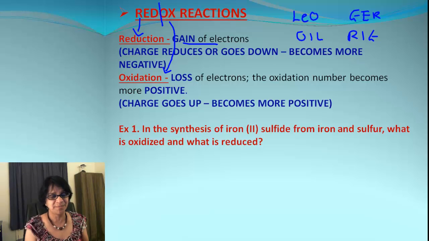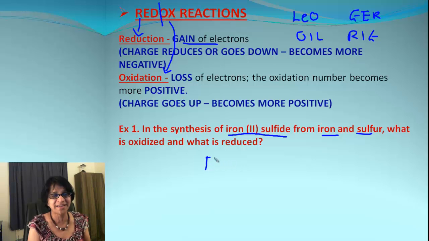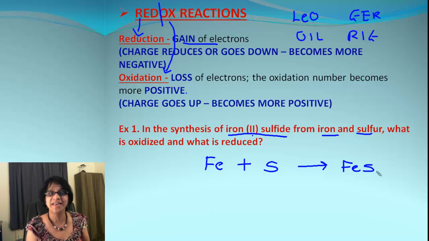So let's take an example. In the synthesis of iron sulfide, from iron and sulfur, what is happening? There is oxidation and reduction both happening. Let's find out what is the situation. This is iron and sulfur reacting to form iron(II) sulfide, that means Fe is +2 and sulfur is -2, so FeS is the formula for iron sulfide.